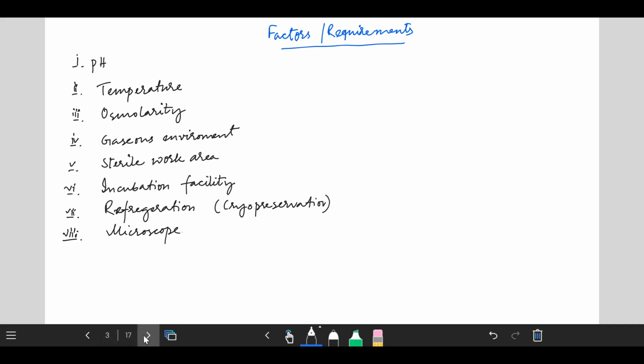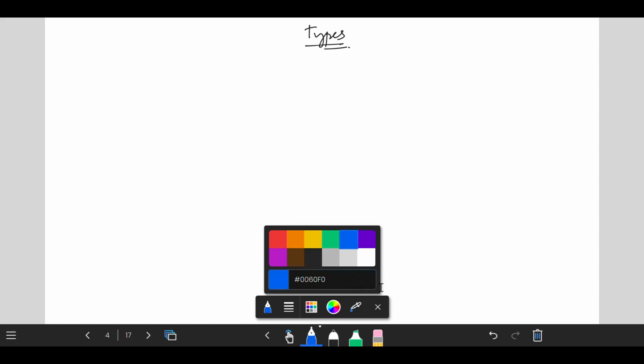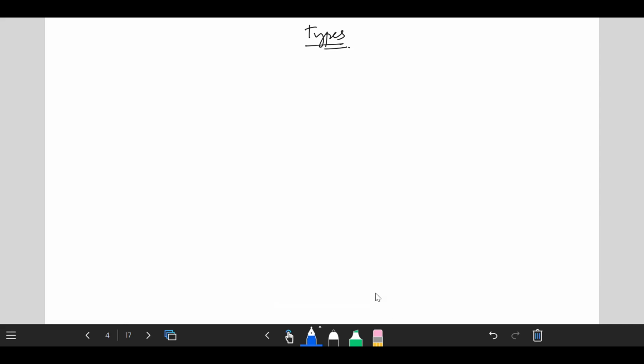Now, next part is what are the types? Animal cell culture technique is divided into several categories or several types. First one is primary cell culture. What is primary cell culture? When you are collecting cells or tissues directly from the human skin or the living organism, it is known as primary cell culture technique.